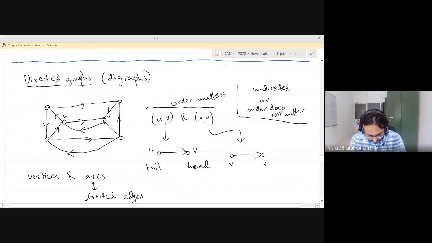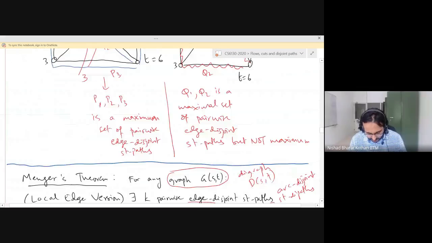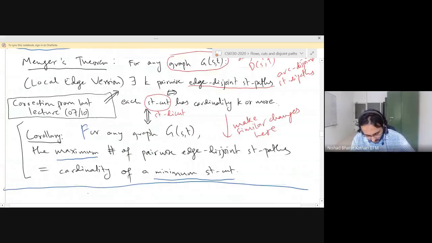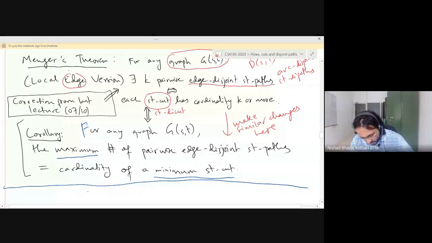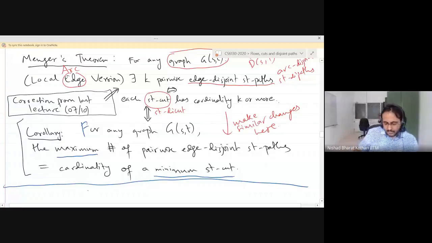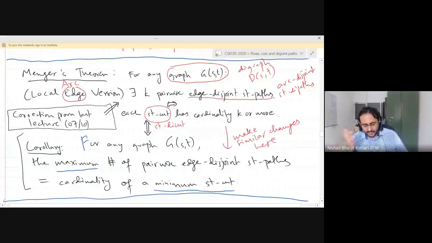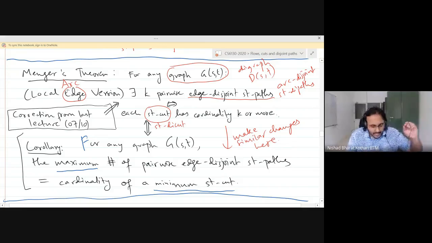The version in red color, as you probably have guessed, is called the local arc version. This works on directed graphs, and it's called the local arc version. Why are we specifying arc and edge? There are also vertex versions of Menger's theorem, and you might be proving some of them on your assignment. They will all be straightforward, or maybe not so straightforward, applications of the edge or arc versions.